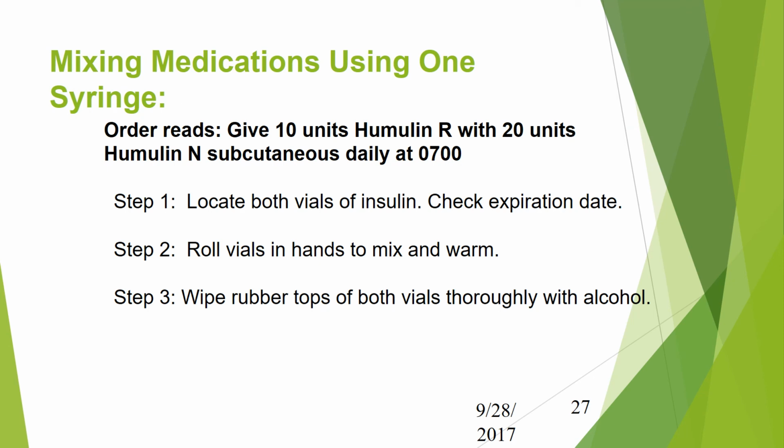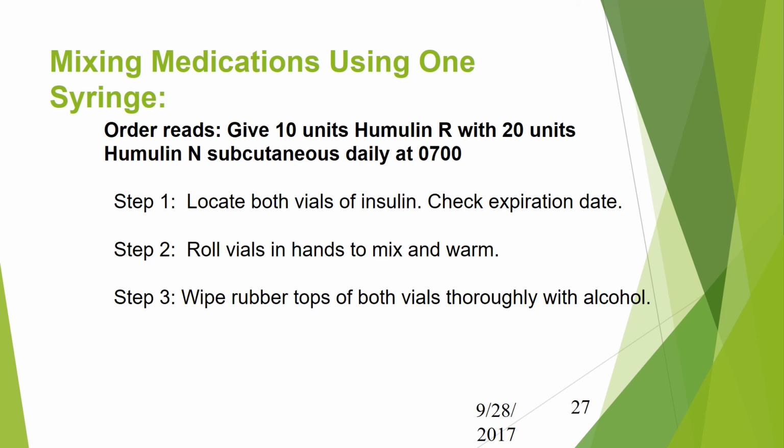So, we're going to cover mixing 2 different types of insulin, and then that'll end this part, and we'll go to part 3. But the doctor's order reads, give 10 units of Humulin R with 20 units of Humulin N subcutaneous daily at 7. So your first step is going to be to locate both those vials of insulin and check their expiration date. The second step, you're going to roll those vials in your hands rather than shaking them up and down.